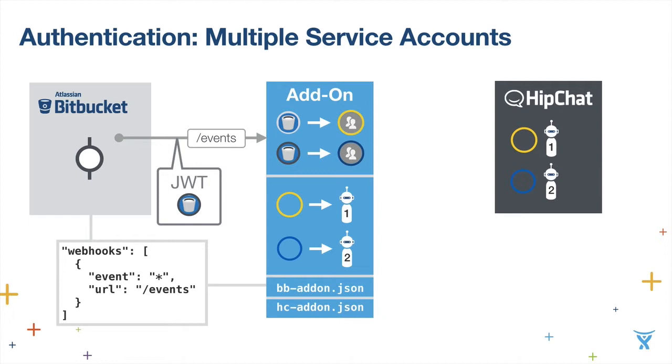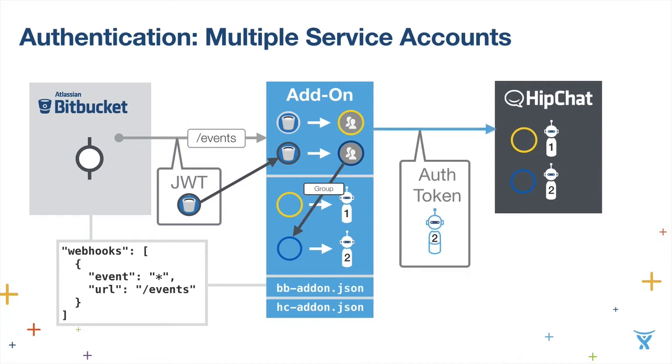It's signed, so it cannot be tampered with. And in the payload, we know the repository. So we can use that repository to look up the room. The room tells us which group it belongs to. We can look up the API token for that group, and we can use that token to send the message to HipChat. So the configuration and installation drive this configuration of service accounts, or auth tokens specifically in this case, dynamically without any pre-configuration.